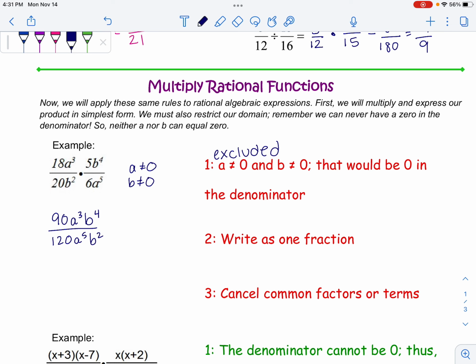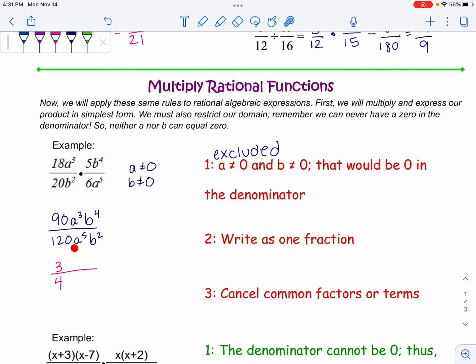So the 90 over 120, that's where I'm going to start first, with the numbers. We're going to take this piece by piece. So starting first with the numbers, 90 over 120, 90 and 120 are both divisible by 30. So if I divide each by 30, I'm left with 3 over 4. Now I'm going to move on to the A's. So I have A cubed over A to the 5th.